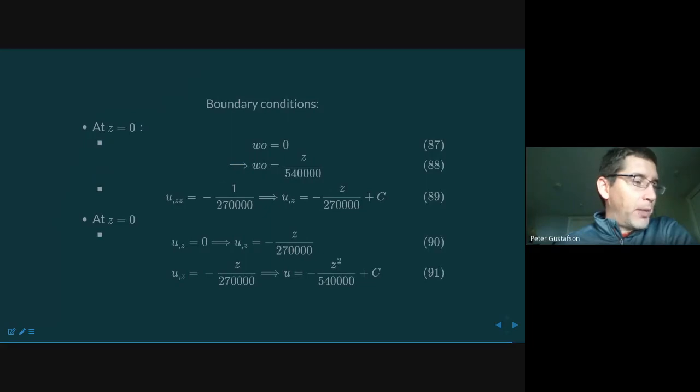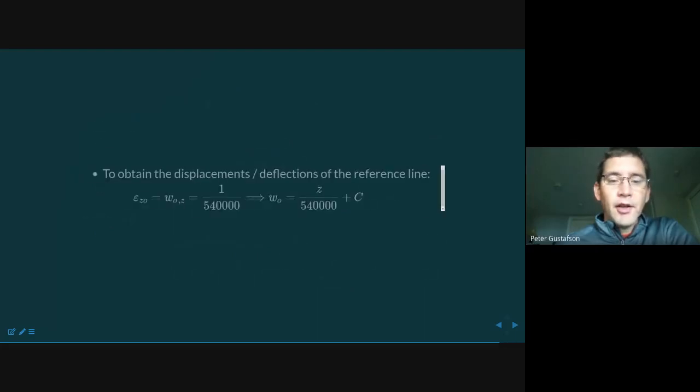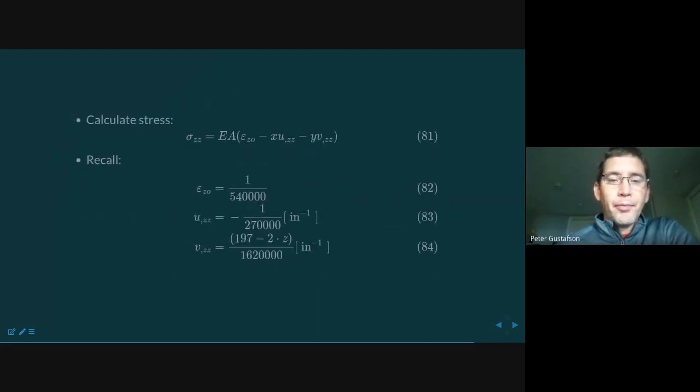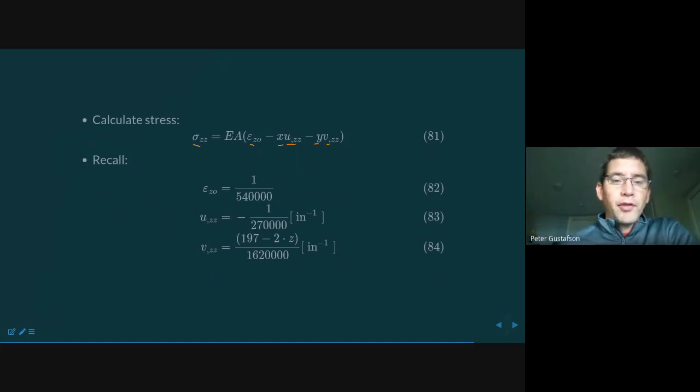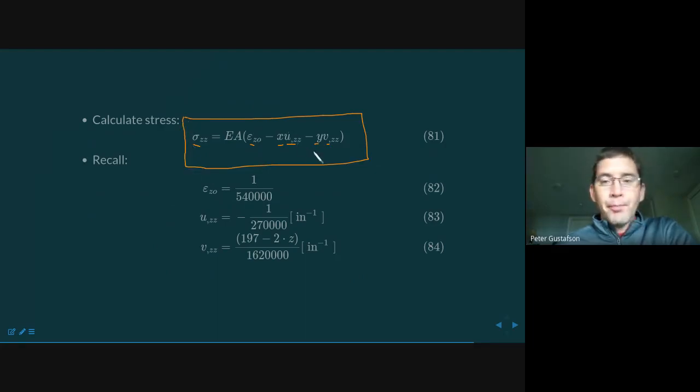Sarah asked, can you go back to the slide where you go from u comma zz, v comma zz to sigma zz? Yeah, so that's this equation here. Did you have a more specific question about that? This equation was one of the equations that we derived last lecture.